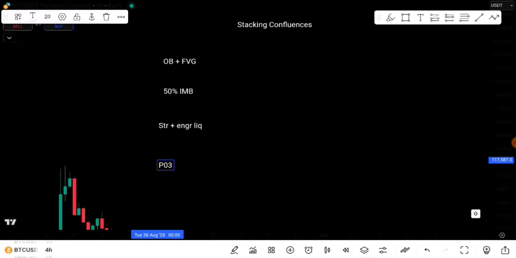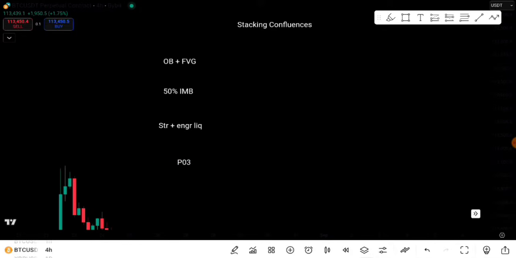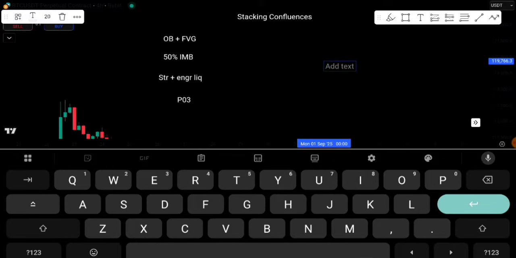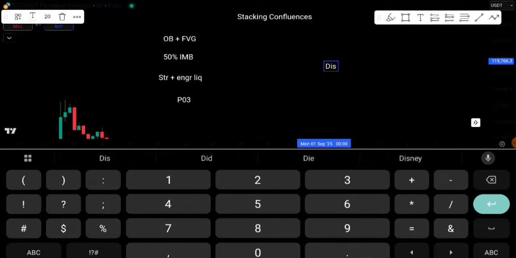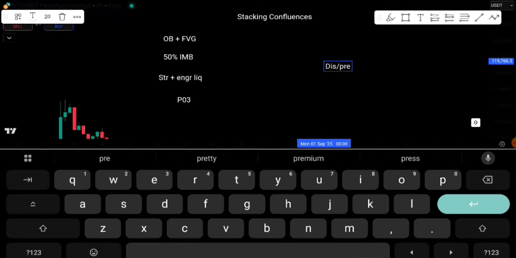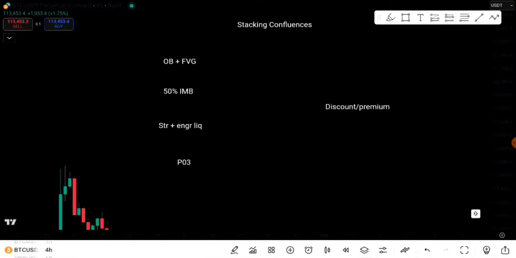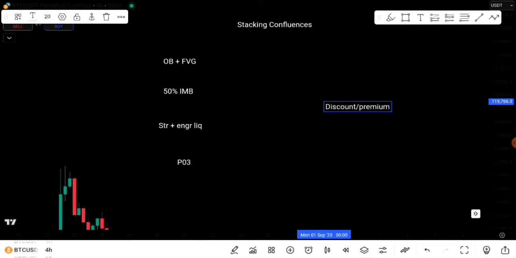Of course, you know that in order for you to use any of these, one major confluence that must be added to any of these is the fib level. This is like when you're calculating discounts and premium. Now, whatever you're using, you must use your fib discounts and premium.